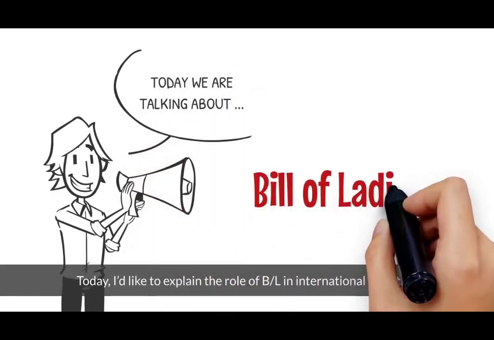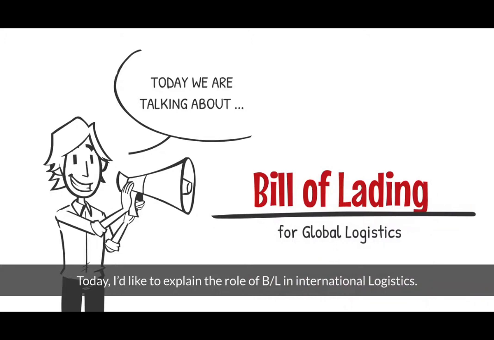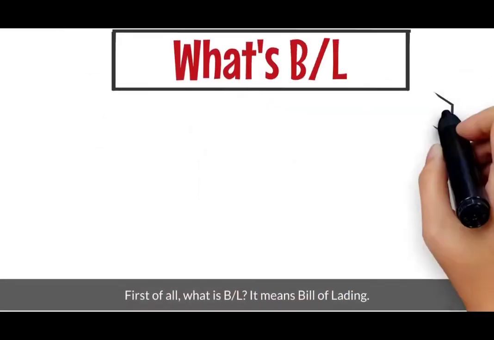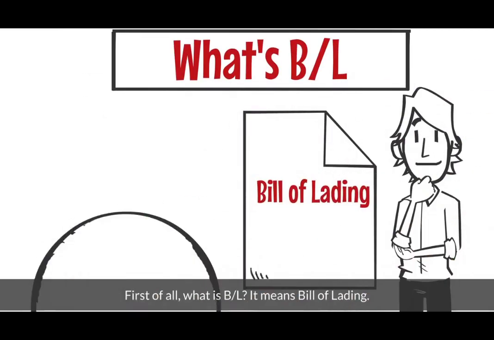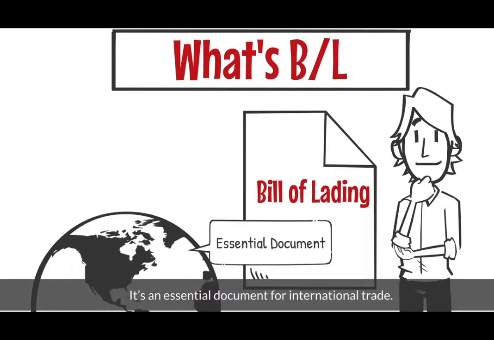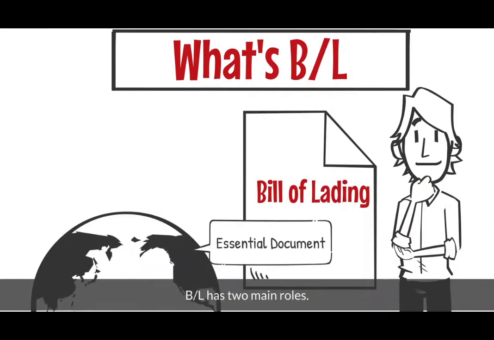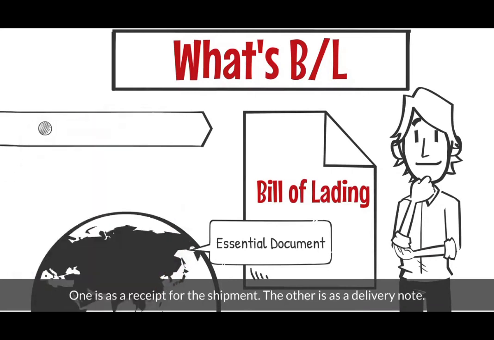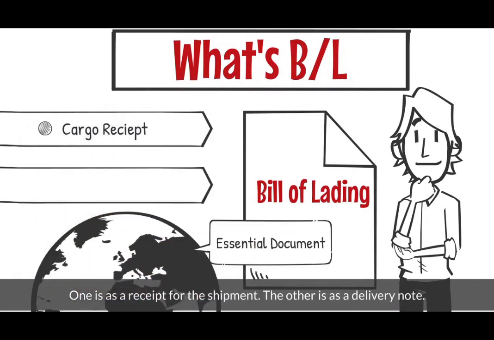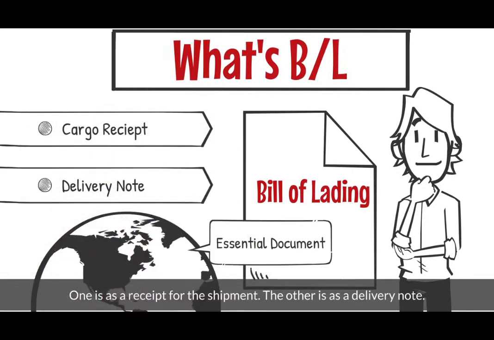Today, I'd like to explain the role of BL in international logistics. First of all, what is BL? It means Bill of Lading. It's an essential document for international trade. BL has two main roles. One is a receipt for the shipment, the other is a delivery note.